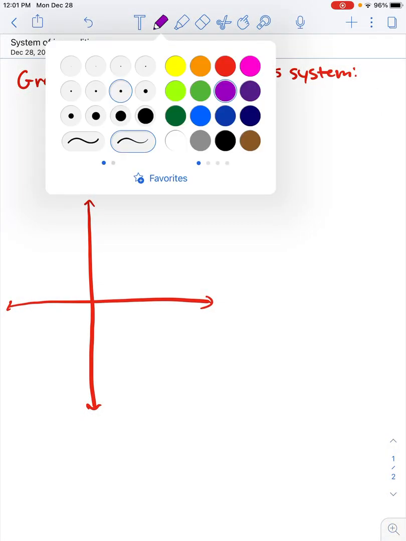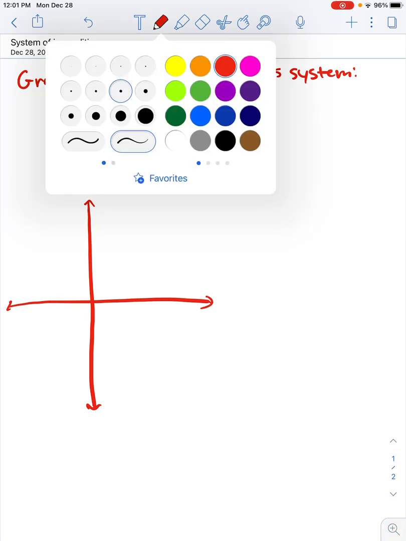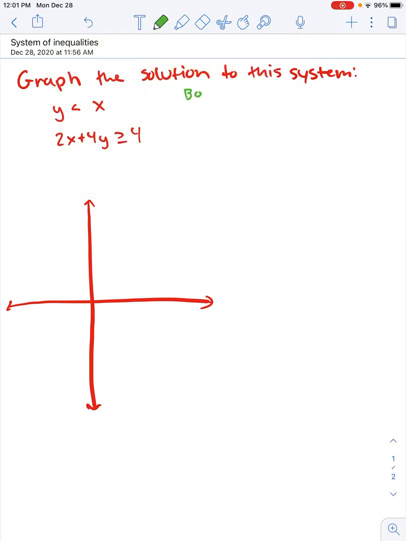Okay, so in solving this system, I need to find the places where both of these things are true. So the first thing I'm going to do is just deal with them each individually and graph them each individually. So I need to look for their boundary lines. This one's going to be at y equals x. So it's just going to look like this.